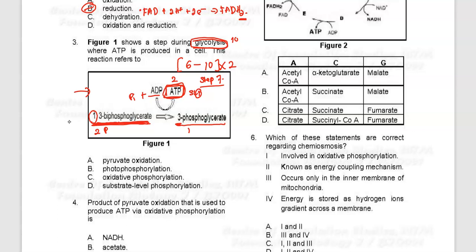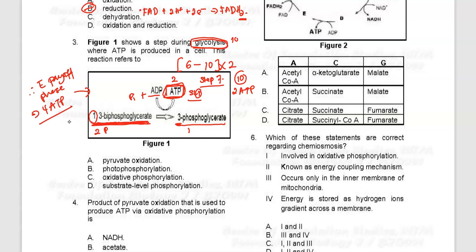Another step that also produces ATP through substrate level phosphorylation is step 10. If you look at your notes, step 10 also produces 2 molecules of ATP. So therefore, during the energy payoff phase, it produces 4 ATP molecules.